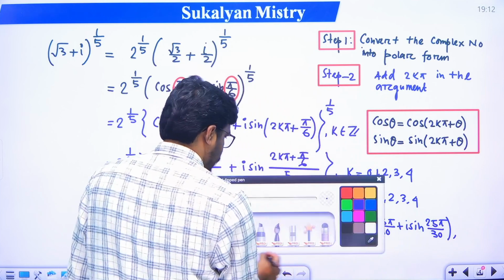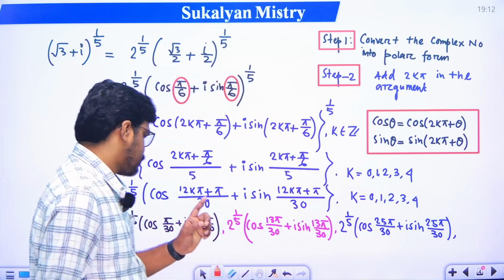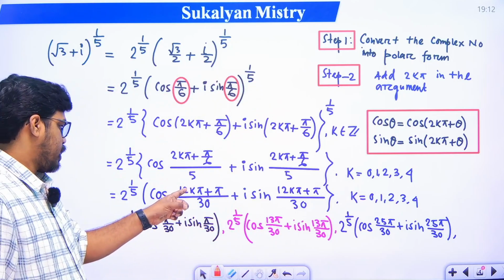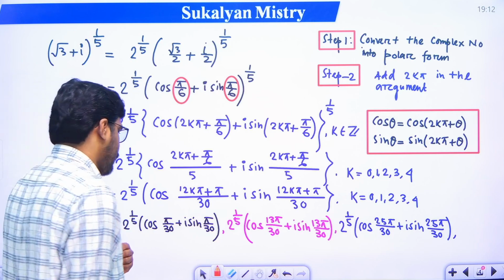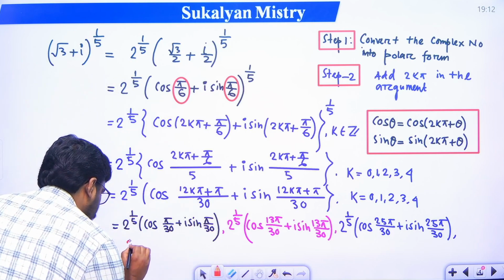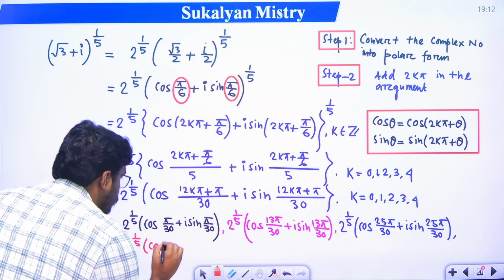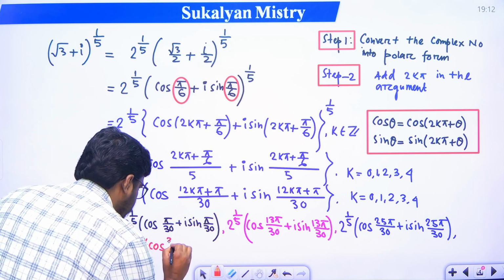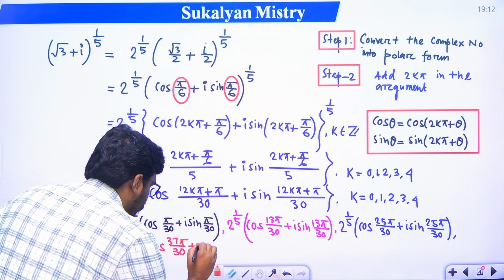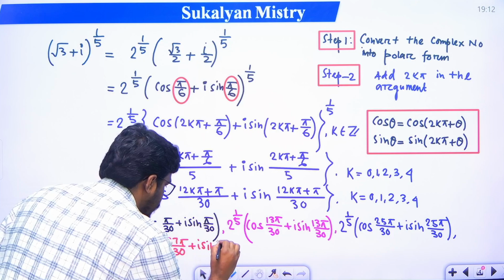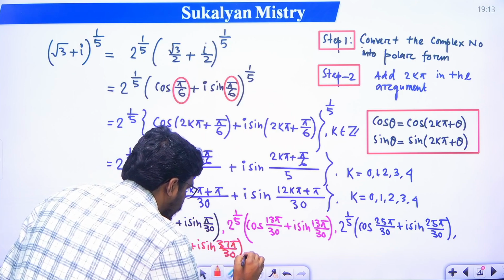Next, if you put k is equal to 3, 36 plus pi, that is 37 pi. So 2 to the power 1 by 5 into cos 37 pi by 30 plus I sin 37 pi by 30.